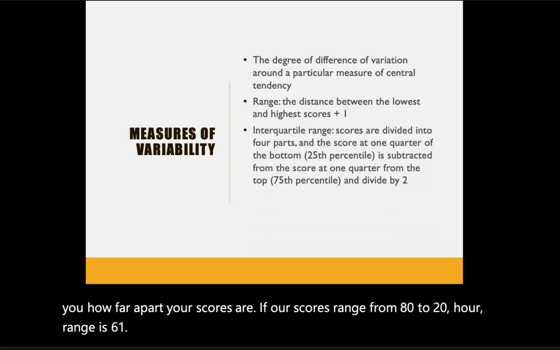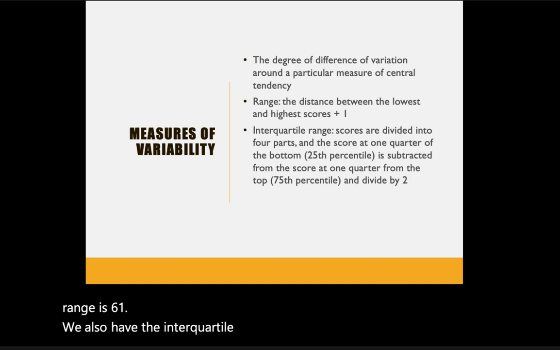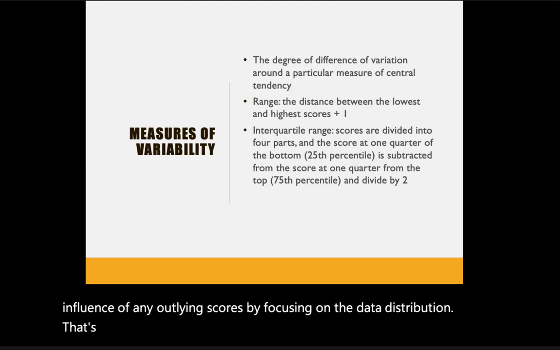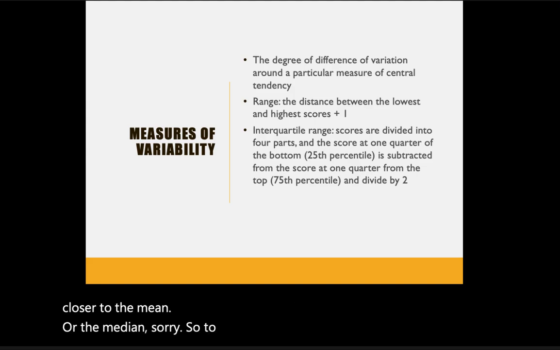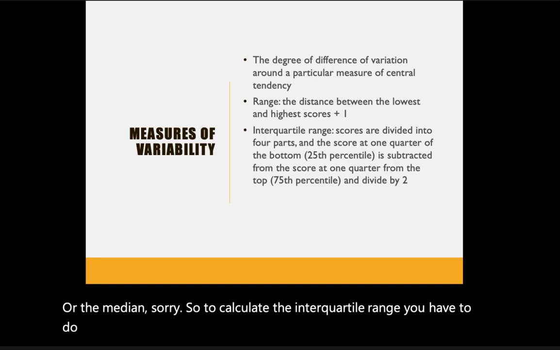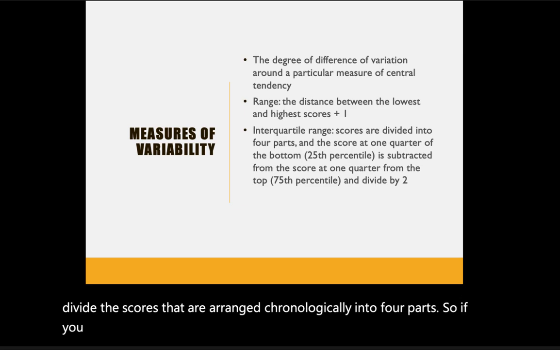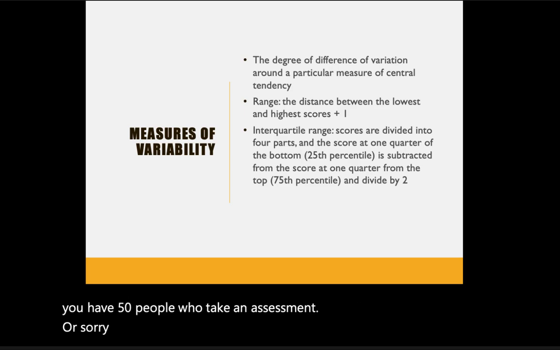We also have the interquartile range, and this range helps to remove the influence of any outlying scores by focusing on the data distribution that's closer to the median. So to calculate the interquartile range, you have to divide the scores that are arranged chronologically into 4 parts. So if you have 50 people who take an assessment, or sorry, let's do 100. It's just easier that way.